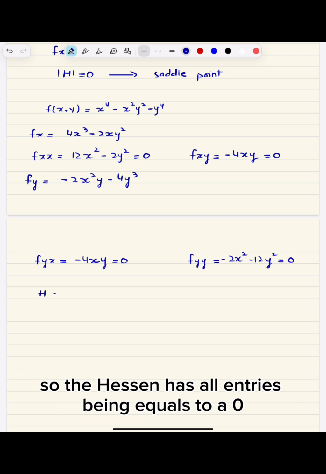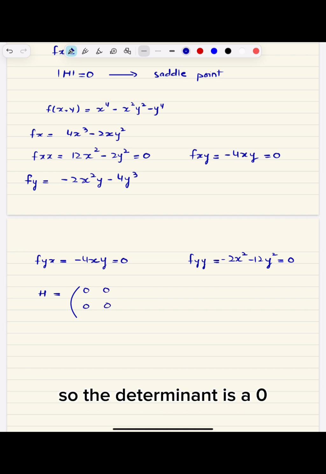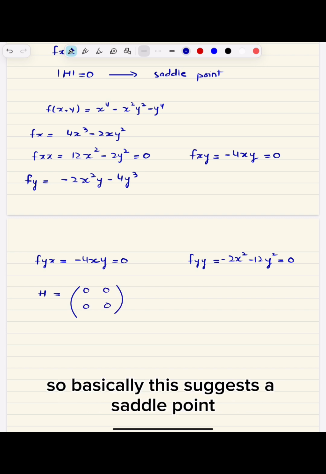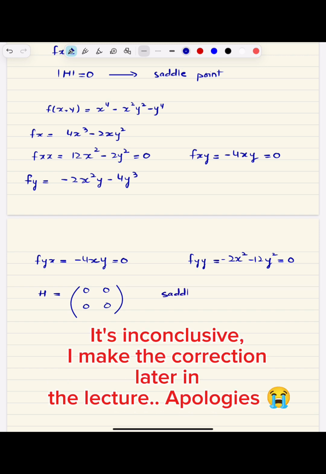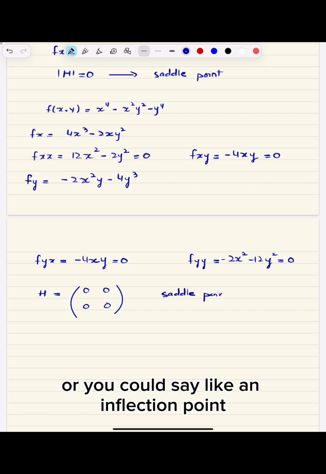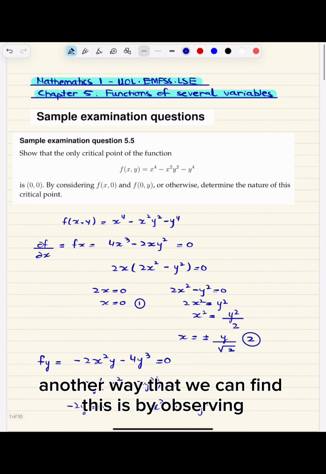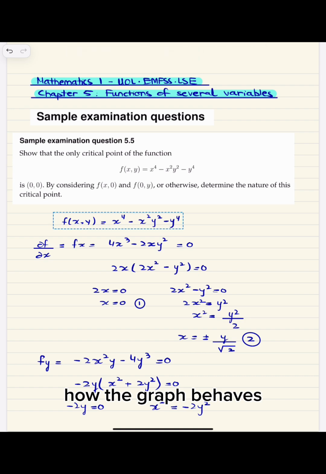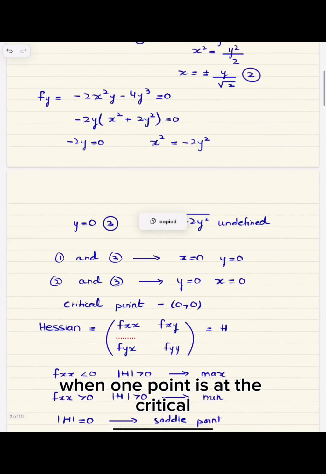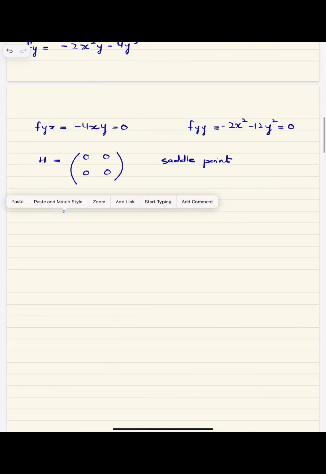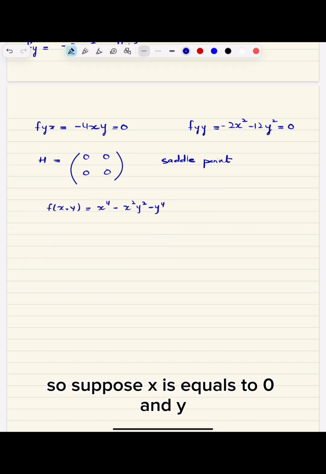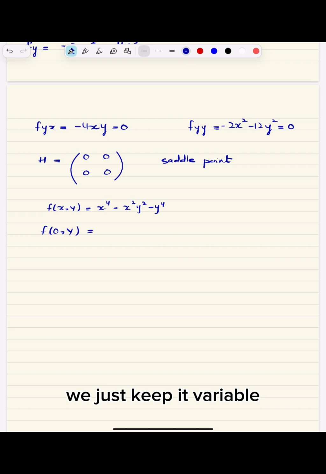So the Hessian has all entries equal to 0. So the determinant is 0. So basically this suggests a saddle point, or you could say an inflection point. Another way that we can find this is by observing how the graph behaves when one variable is at the critical value. Suppose x is equal to 0 and y we just keep variable.